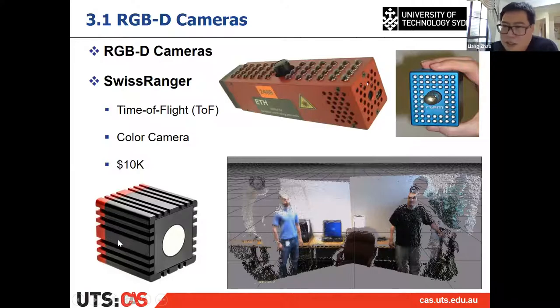It's a couple of 10,000 for this one. And then this is what we can get. That was pretty impressive at that time, because we can get the RGB image with depth together, which means we can directly get a point cloud with color.